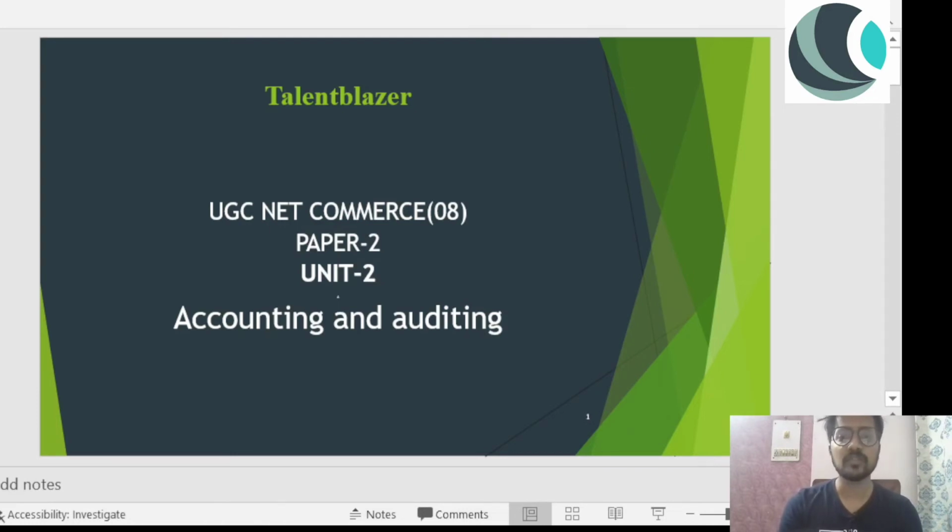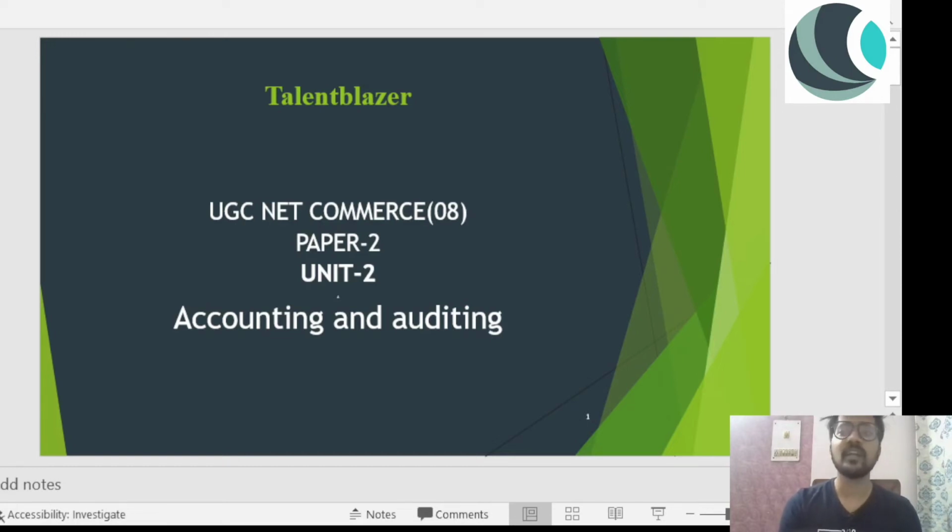2 Commerce. The subject code for the same is 08. And in today's class, I will be starting Unit 2 of your syllabus titled Accounting and Auditing. So we will be starting with basic concepts, and from this you can expect a few questions because there are 10 units, and sometimes the weightage is different.